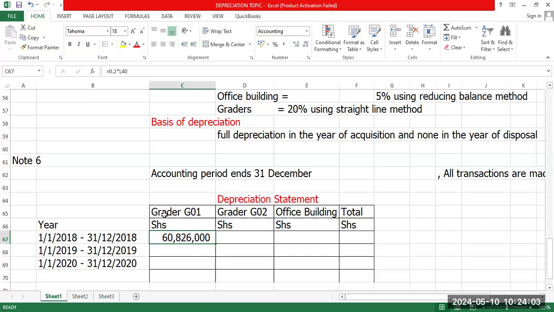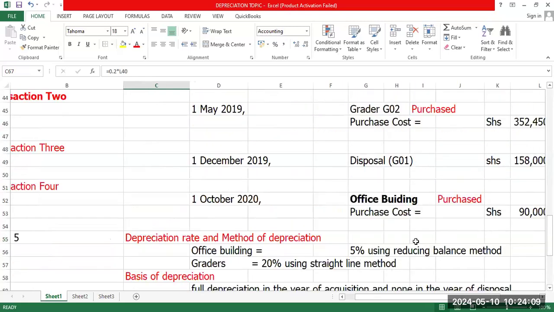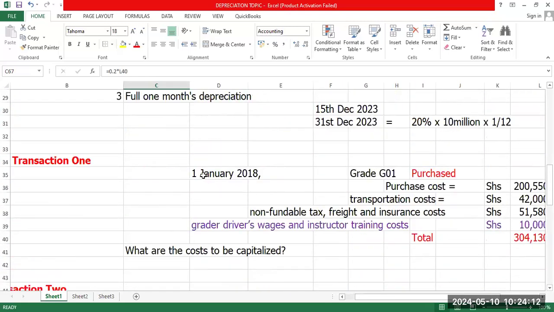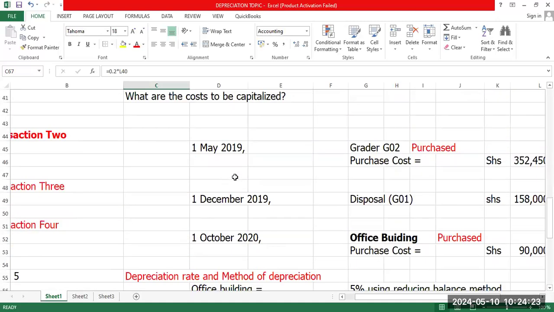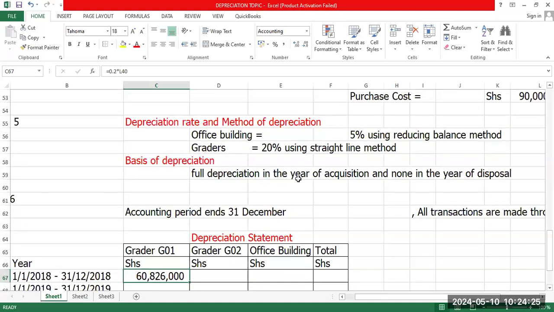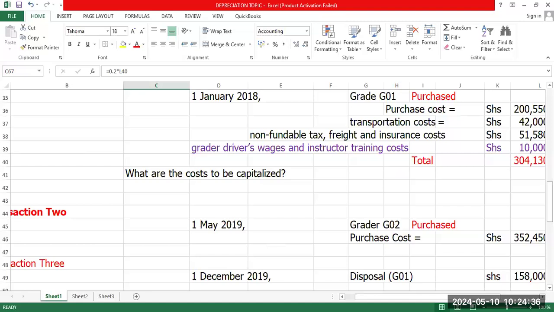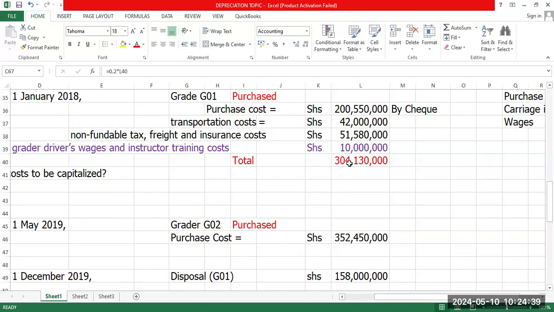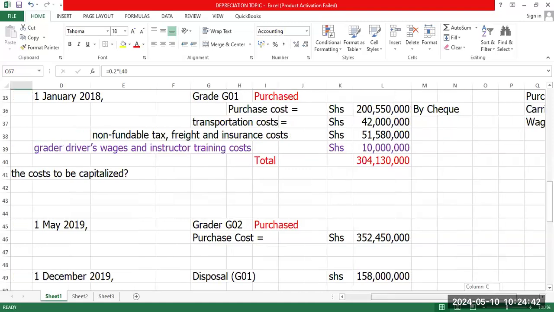We want depreciation for grader 1 in 2018. Remember, we purchased grader 1 in 2018, regardless of the date. Even if you purchase this grader on 30th December, and you are using this method, full depreciation in the year of acquisition, you just get the percentage, which is 20%, then times the total cost. The total capitalized cost is this one for grader 1.